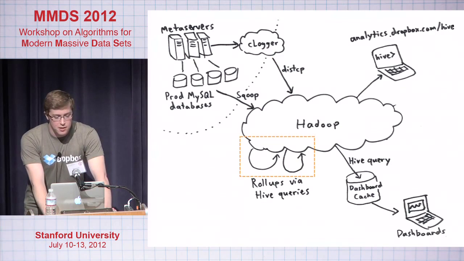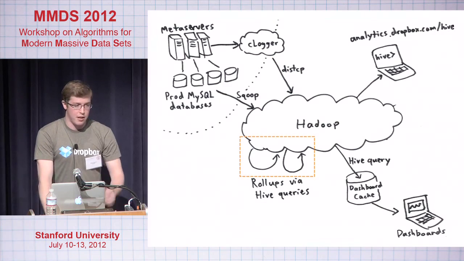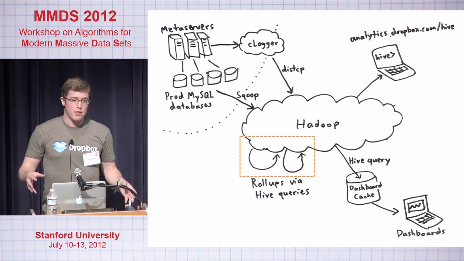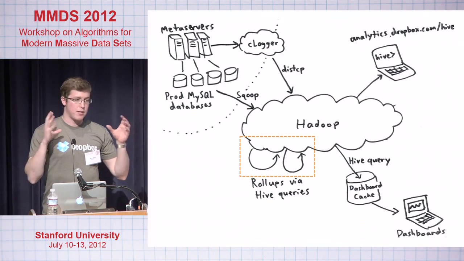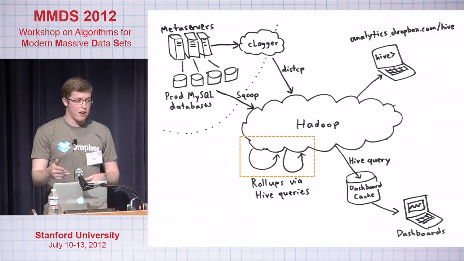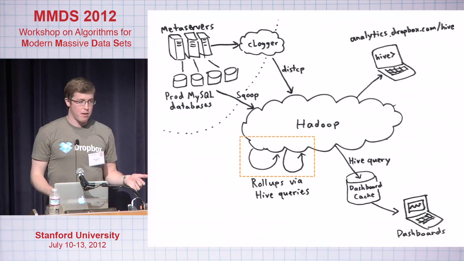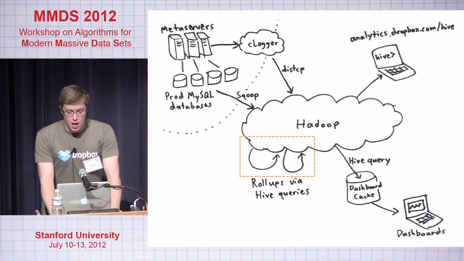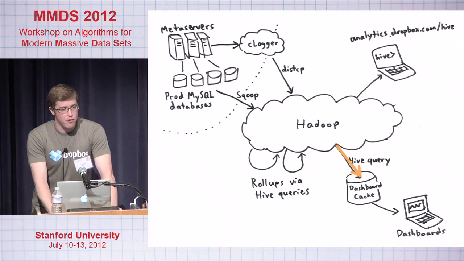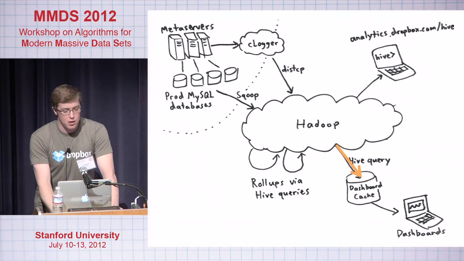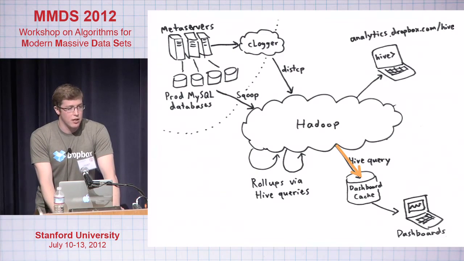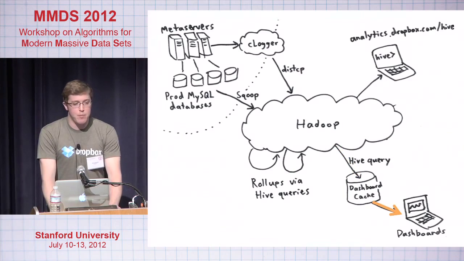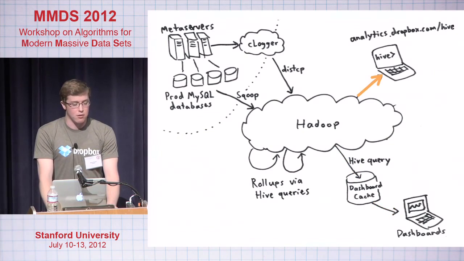Once this stuff is in Hive and Hadoop, we can run queries in an automated way to transform tables that we're importing from Clogger and from production MySQL databases into other tables, like summary tables. From there, we'll cache some of the results into a caching layer for our dashboards that people can consume through the web. People can also write Hive queries against our data through a web terminal.